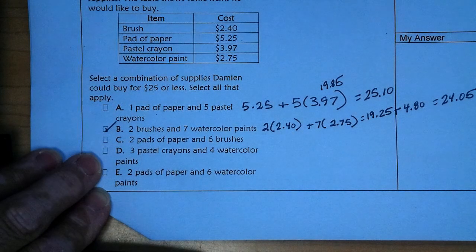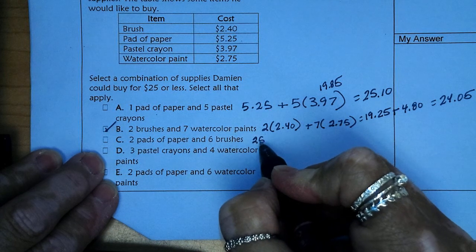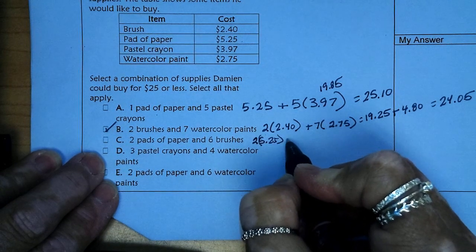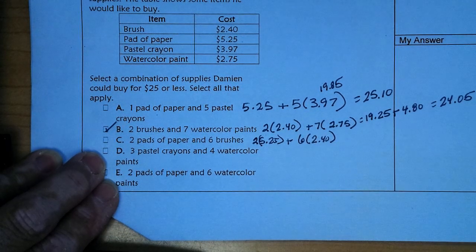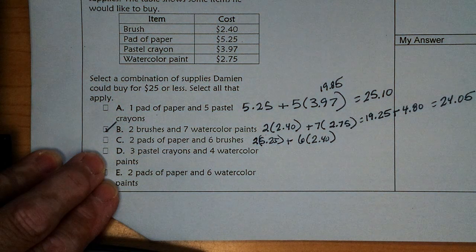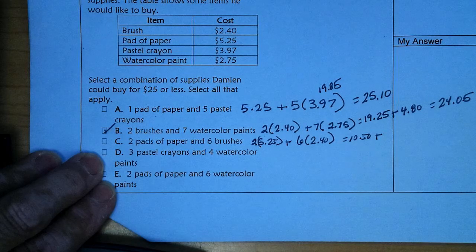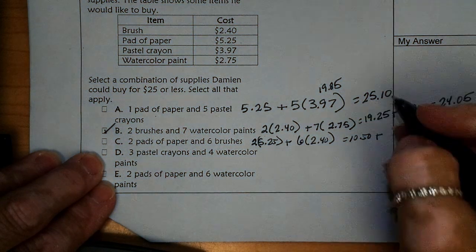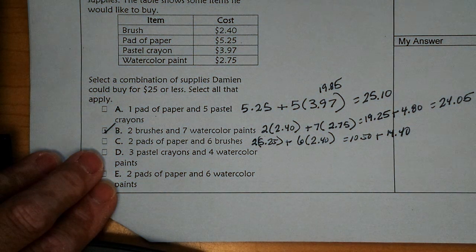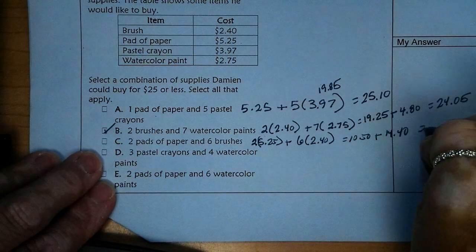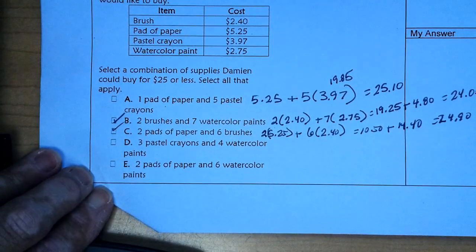All right, and then C, pads of paper is 525, so 2 times 525 plus 6 times 240. So that would give me what? 1050 plus 1440. So I get $24.90. So C works.